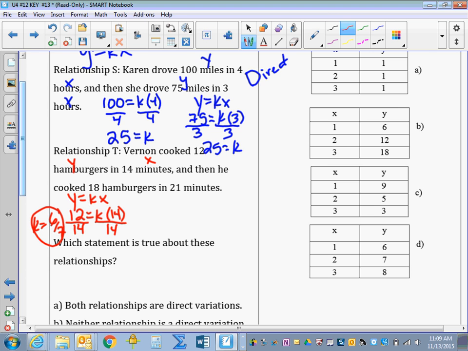Alright, so again, hamburgers is my y value, minutes is my x value. Y equals k times x. 18 hamburgers in 21 minutes. When I divide both sides by 21, you put this in your calculator and reduce it, it again reduces down to 6 over 7.